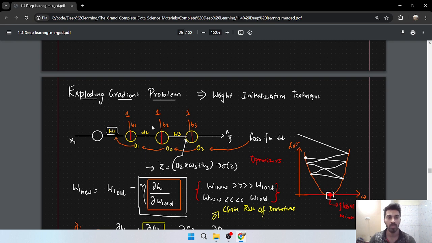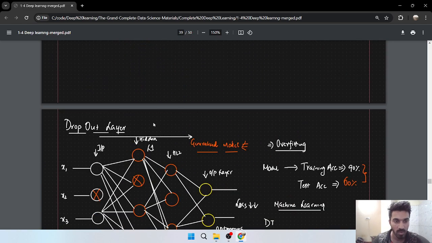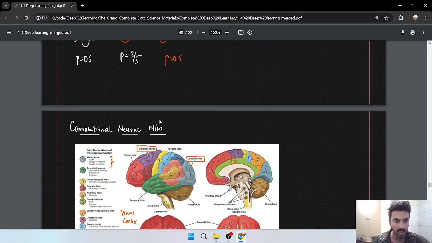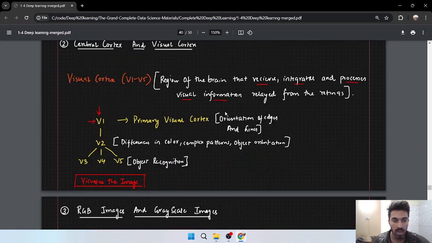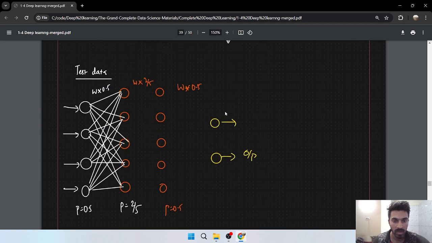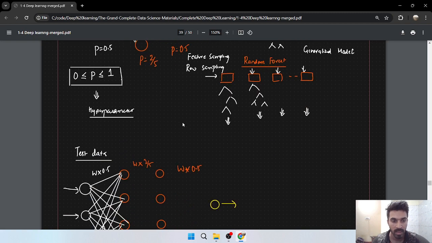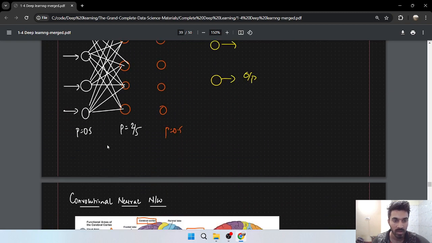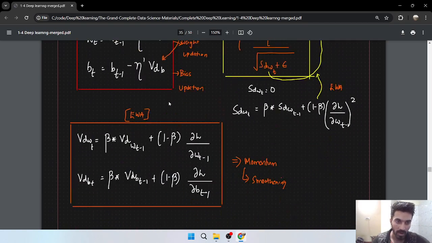Now, coming to the exploding gradient problem, weight initialization techniques, the dropout layer, and convolutional neural network. Today we will learn about the dropout layer. CNN will be covered in the next lecture. Now, the Adam optimizer is done.